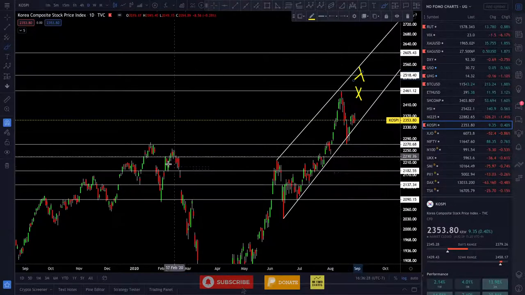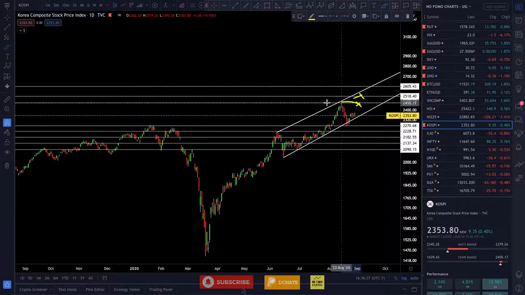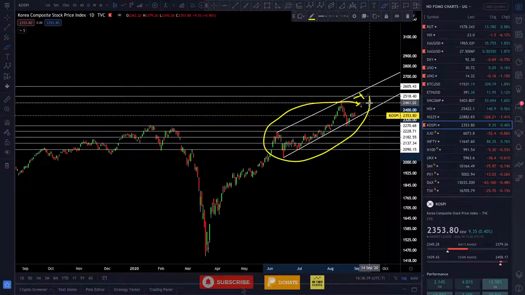This is what I mean. Kospi at 2020 all-time highs. 2020, well, it was over here. But it is still in a longer-term uptrend, right? Are we going to get a repeat of this action? We'll see.